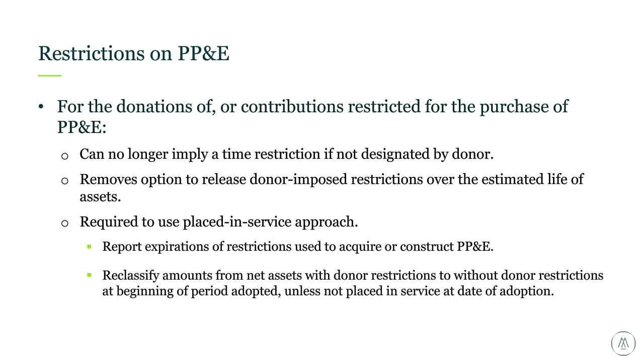You must report expirations of restrictions used to acquire or construct PP&E, and as you adopt, you'll want to reclassify amounts from net assets with donor restrictions to without donor restrictions at the beginning of the period of adoption, and that would be for those assets that are already placed in service. So remember, in the absence of explicit donor restrictions, not-for-profits now would be required to use the placed in service approach, and this is consistent with what is currently being done for healthcare not-for-profits, who are already required to use this method.